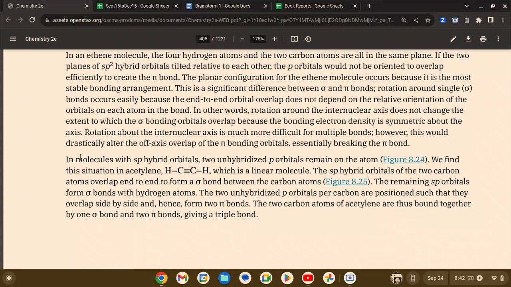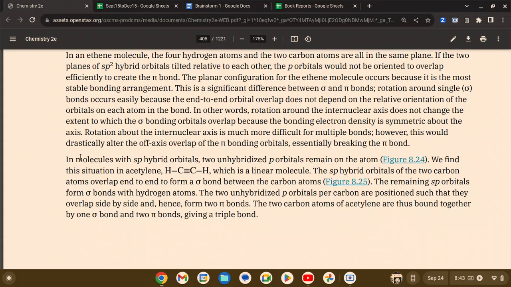In molecules with sp hybrid orbitals, two unhybridized p orbitals remain on the atom. We find this situation in acetylene, which is a linear molecule. The sp hybrid orbitals of the two carbon atoms overlap end to end to form a sigma bond between the carbon atoms. The remaining sp orbitals form sigma bonds with the hydrogen atoms.